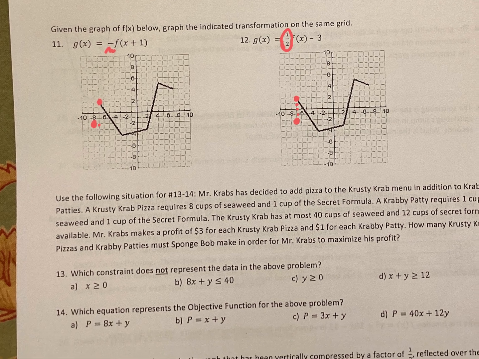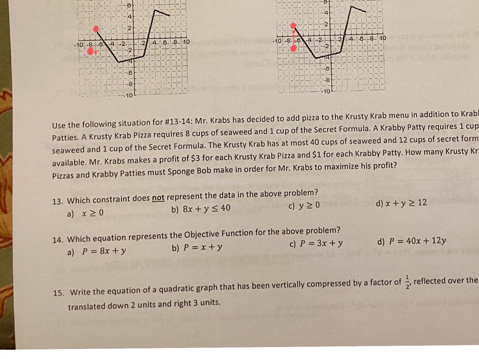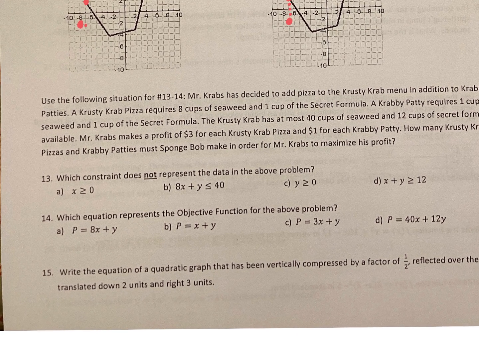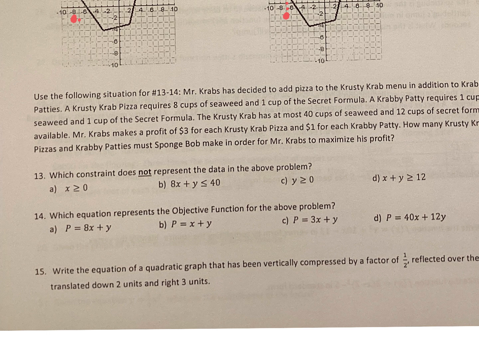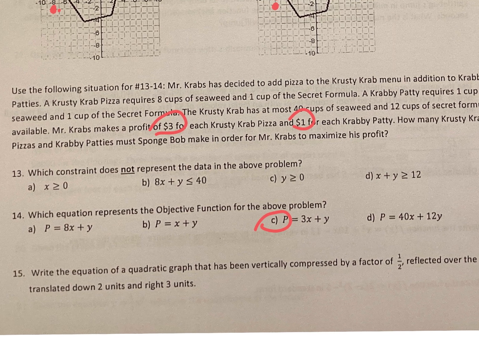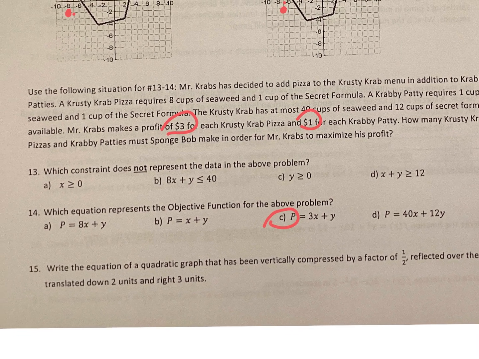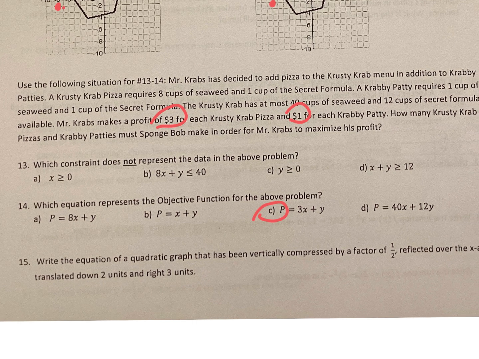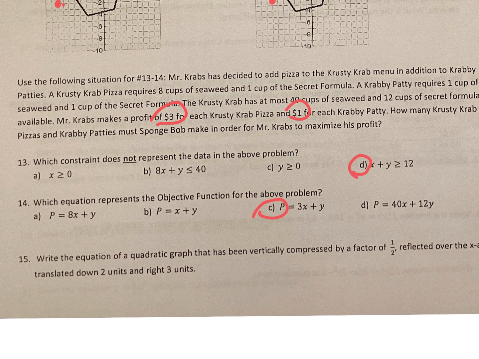Okay. Number 13 and 14, you need to read the information. 14 is very easy, it is the objective function. So you just look at the $3 for the x and the $1 for the y. So it's easy to choose that. And number 13 is the part where you see that it has at least 12 cups. That's what this is. So if you read that, it's kind of easy to choose.